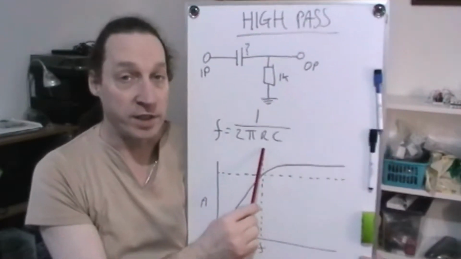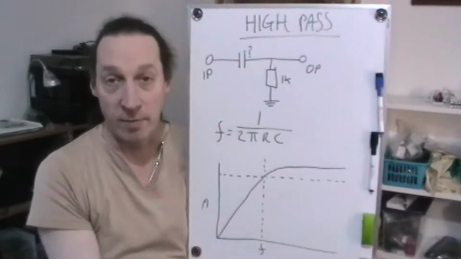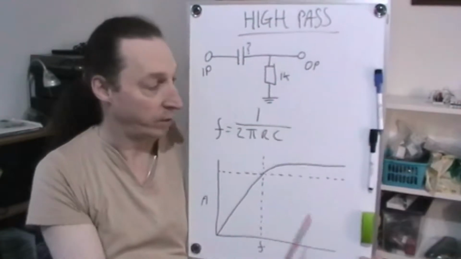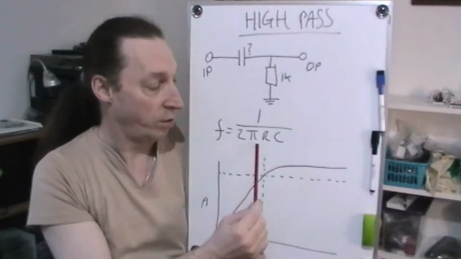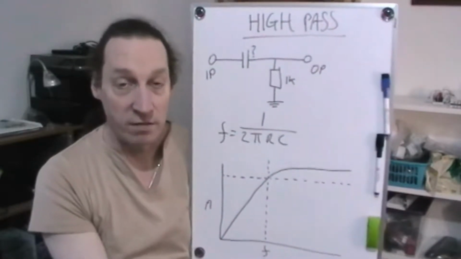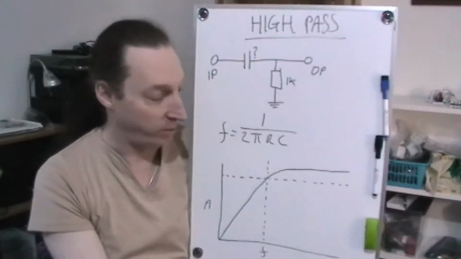The equation is very simple. This equation is the same as a low pass filter. Frequency is given by 1 over 2 pi RC. Very simple. Can't go wrong with that, can we?